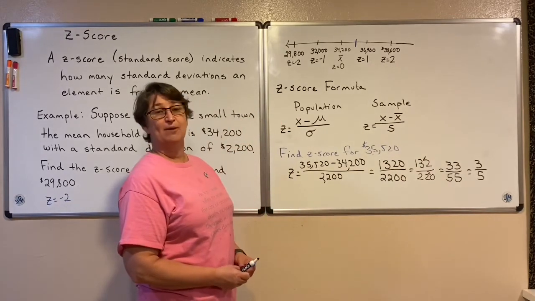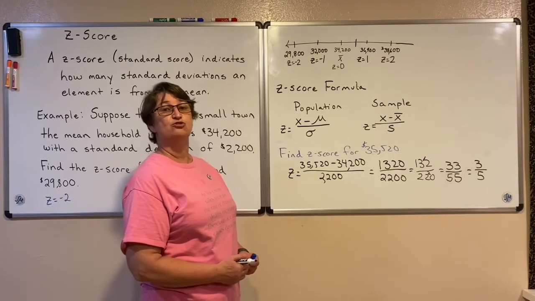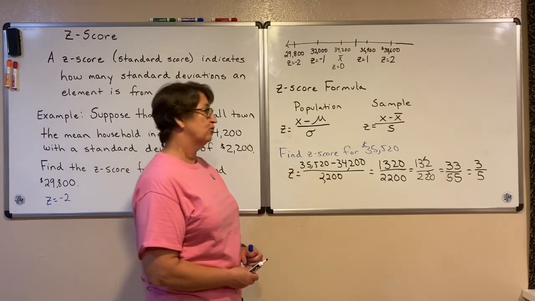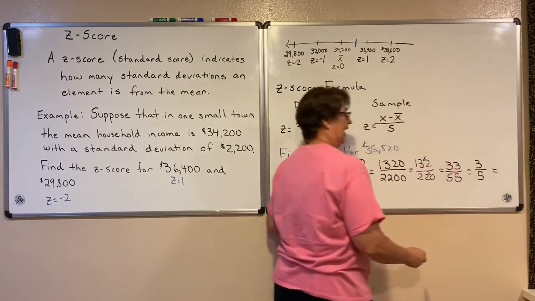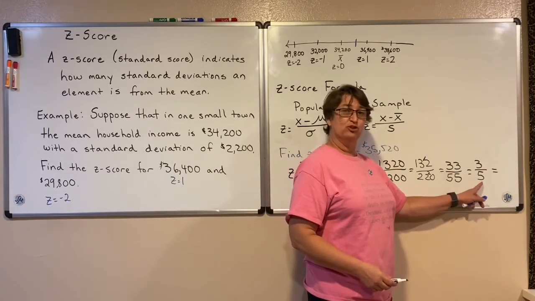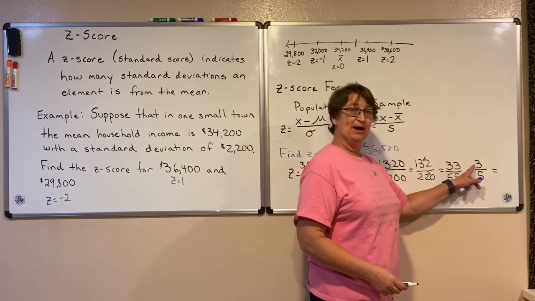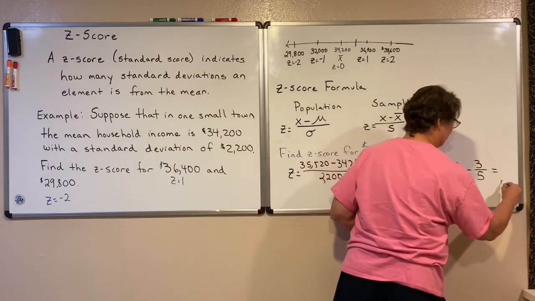Now, when we talk about standard deviations and z-scores, we like to use decimals to show those. So I'm going to turn that into a decimal. If I make it into tenths, well, if I multiply this by 2, I get tenths. Multiply that by 2, and I get 6. So 3/5 is equal to 6/10.